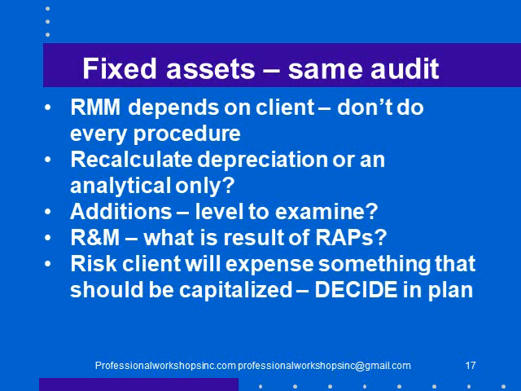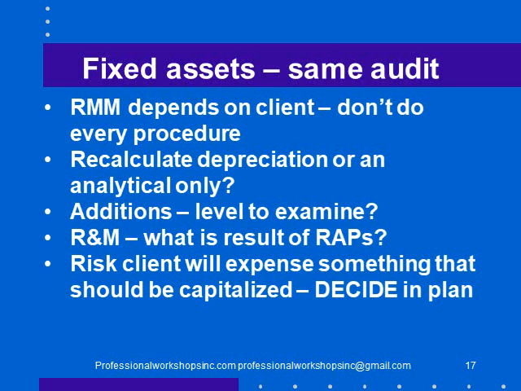What level are we going to examine? Now, sometimes you'll say, well, examine everything above $2,000, and next year people think that that's the number they should use, and there might be a $2,000 addition. I think I would say materiality's $250,000, examine all additions above $200,000.